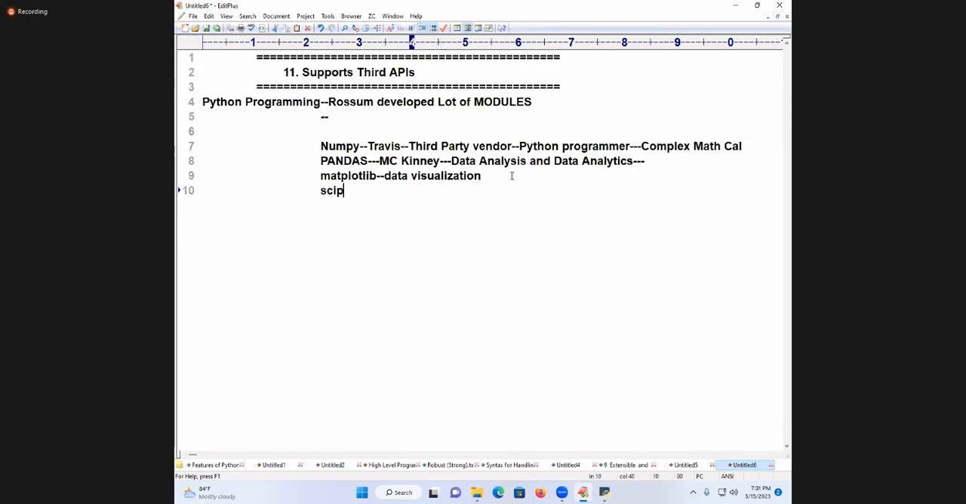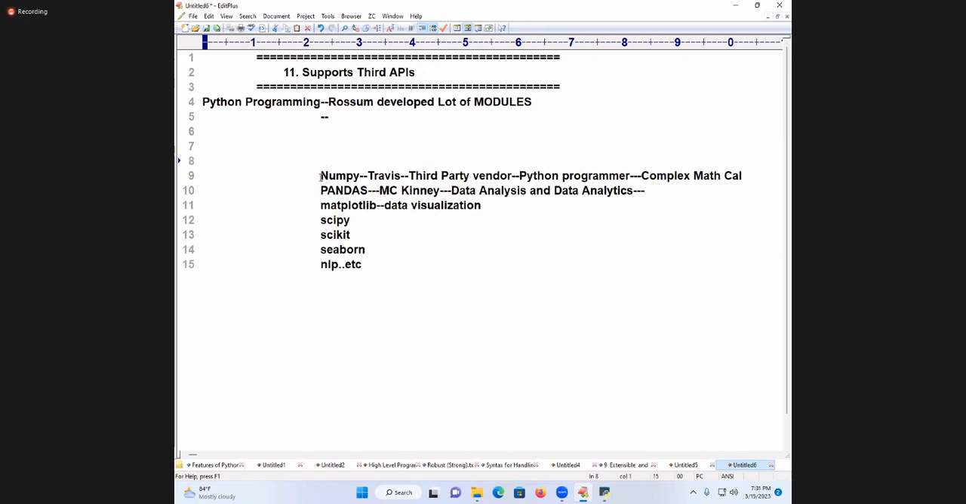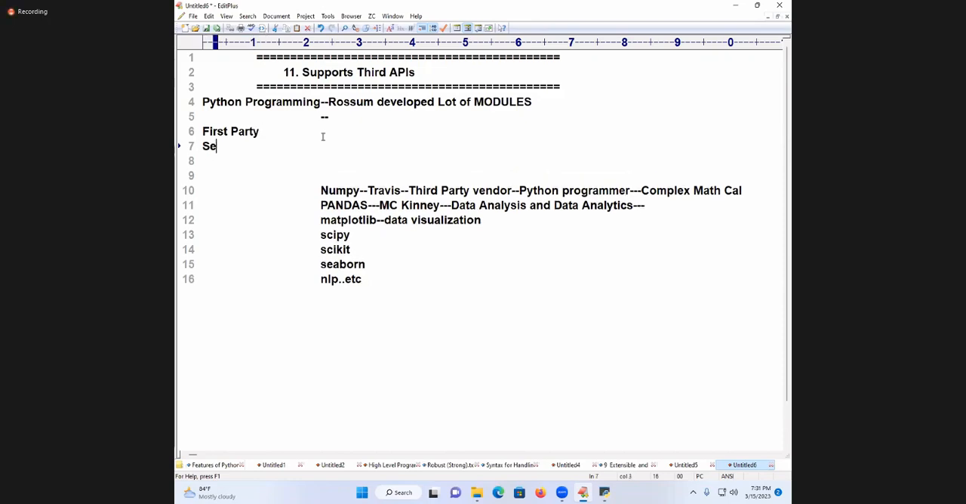Like that, SciPy and then what? Scikit. Like this, Seaborn, and next is NLP, etc. These are all called data science related modules. These are not present in Python programming itself. Our Python program can use what? Third-party APIs. Sir, what is the first party here? What is the second party here? What is the third party?